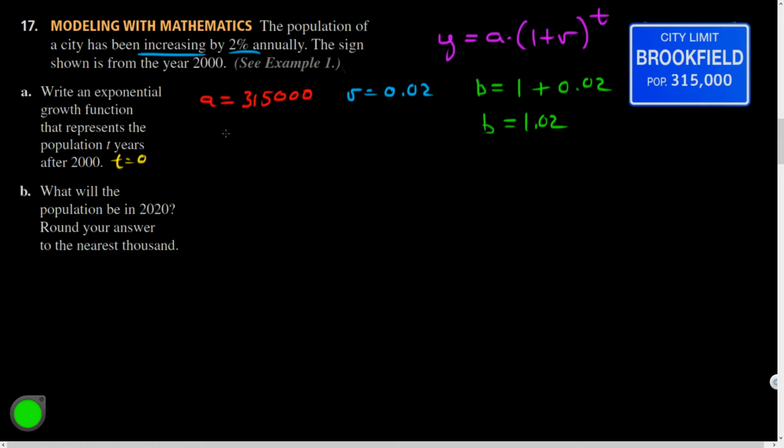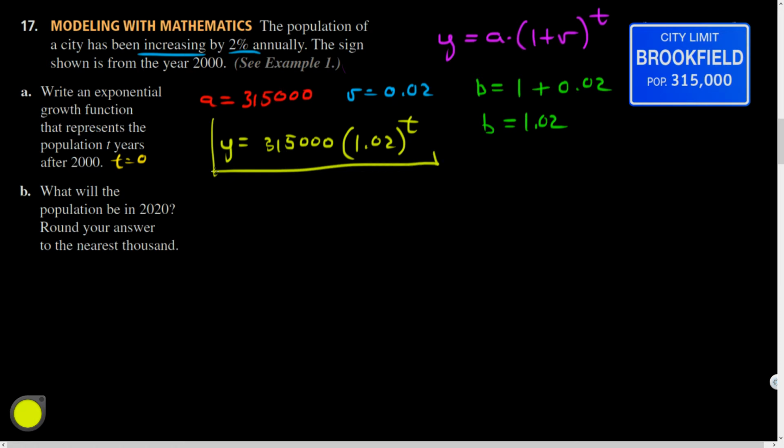So let's write this equation out then. So that means y equals 315,000 times 1.02 to the t. And so this is my equation that represents the population of this city over time.